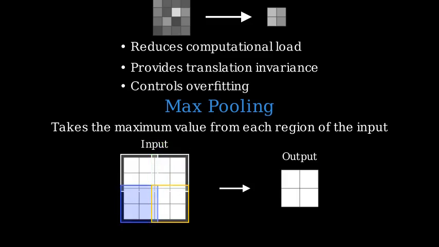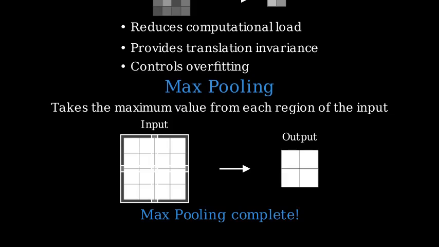For the bottom left region, the maximum is 9, which becomes the bottom left of our output. Finally, for the bottom right region, the maximum is 7, which goes in the bottom right of our output. And there we have it. Our input has been max pooled into a smaller feature map while preserving the most prominent features.